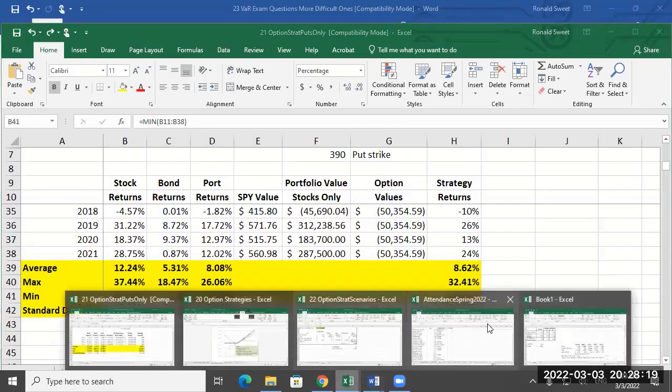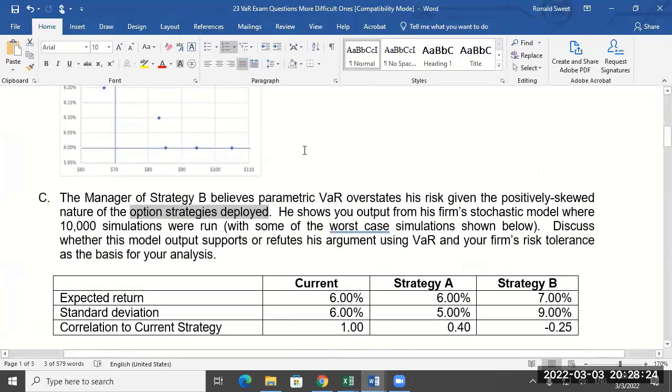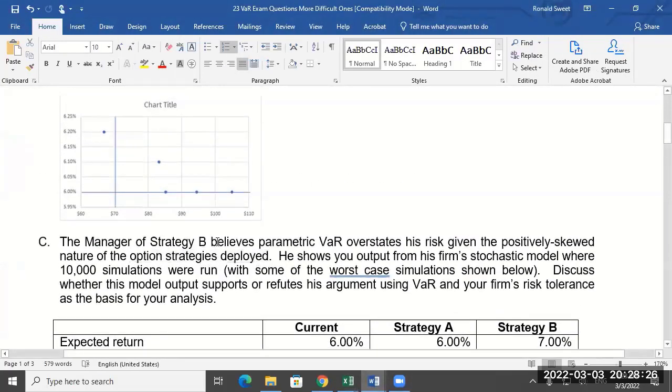But anyway, that's what this guy's saying here. You know what? You're using standard deviation, you're using parametric VAR. You shouldn't use standard deviation. You need to find something else. Well, what else can we do? Well, let's do some stochastic models. He shows you output from his firm's model.